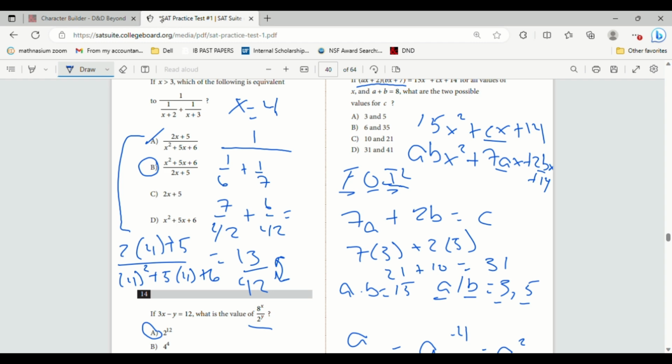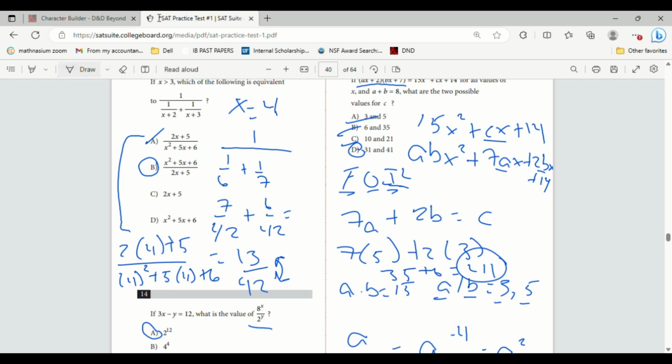And so just by looking at our choices, we can automatically tell that it's not A, B, or C, it has to be D. But just to double check, now let's say instead that a is 5 and b is 3. Well, 7 times 5 plus 2 times 3 is 35 plus 6 is 41. So we do get both values, 31 and 41.